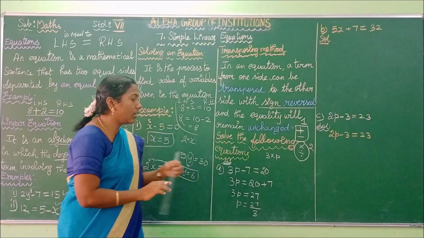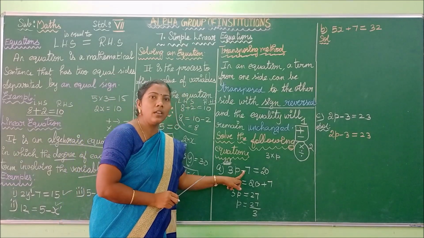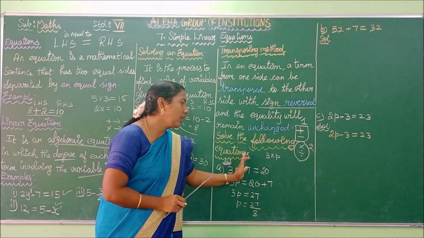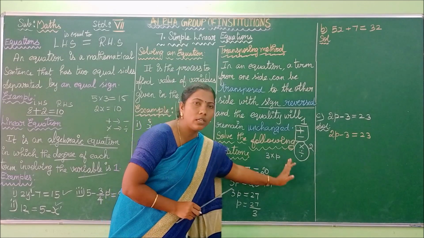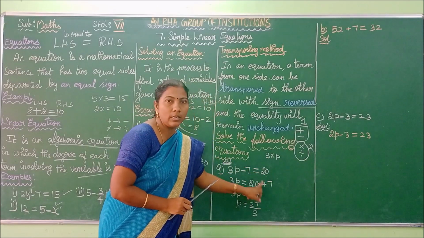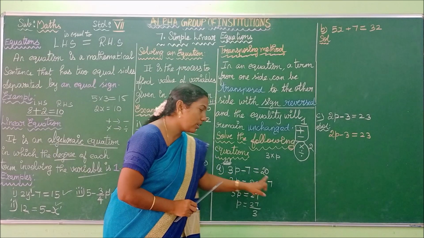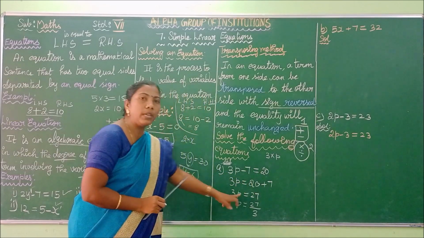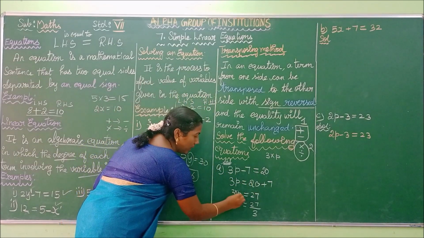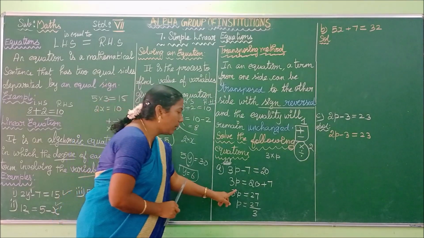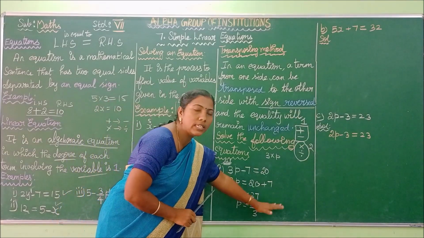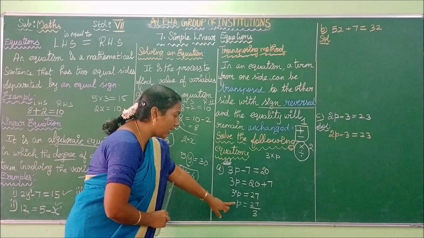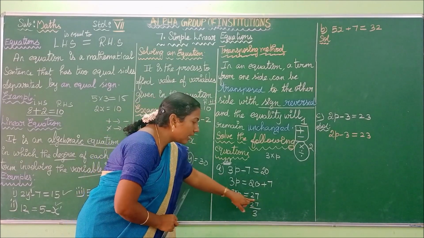Do you understand, children? Here we have subtraction in LHS. While you are bringing minus 7 from LHS to RHS, it became addition. That is, subtraction became addition. Here see, 3 and p are in the operation of multiplication. While you are bringing multiplication from LHS to RHS, it became division. So we can write p equal to 27 divided by 3.